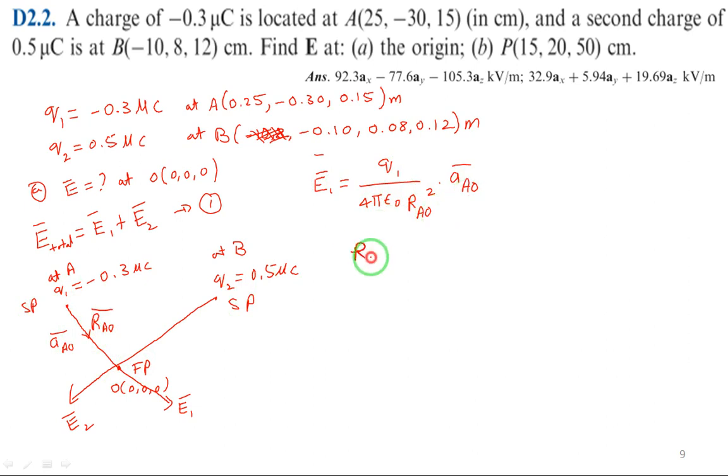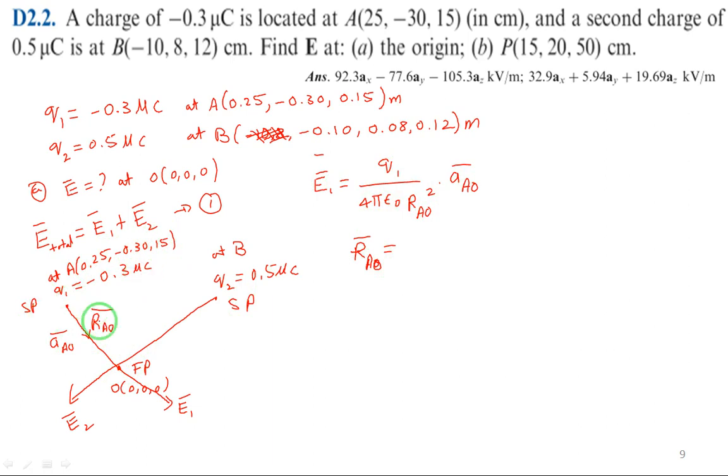First let me find out the RAO vector. RAO vector is actually a position vector, but I am writing it in the form of a distance vector, R A to O. One of the points is the origin, right? The coordinates of, one minute, the sign will change, I think. The coordinates of A are 0.25, comma minus 0.30, comma 15.